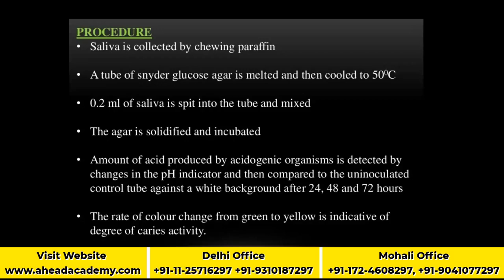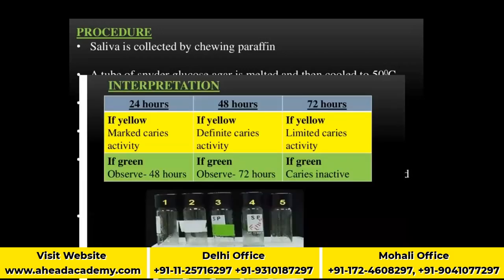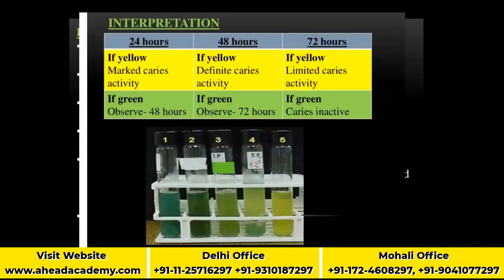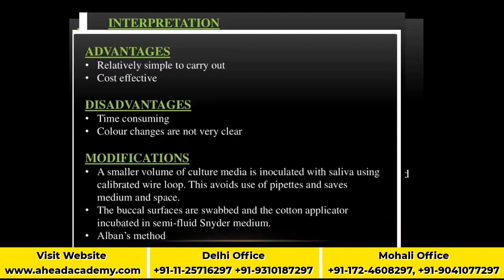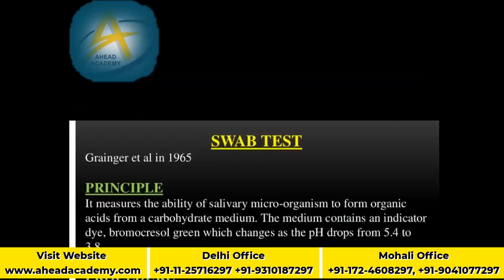The rate of color change from green to yellow is an indicator of the degree of caries activity, as you can see on the screen, the change from green to yellow. It is a relatively simple, cost-effective, but time-consuming method.